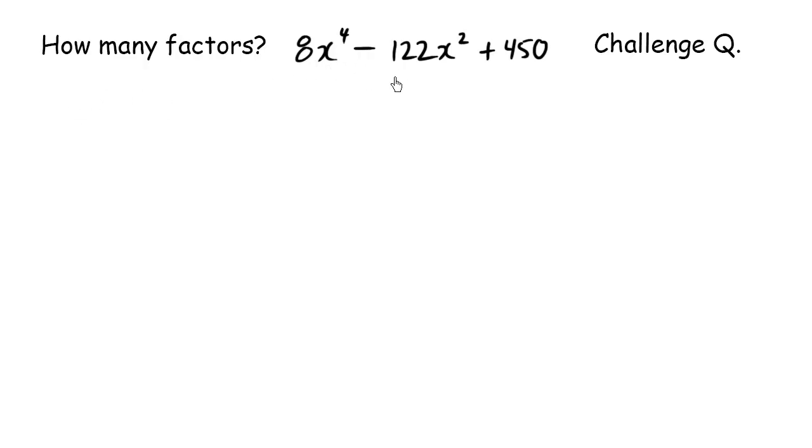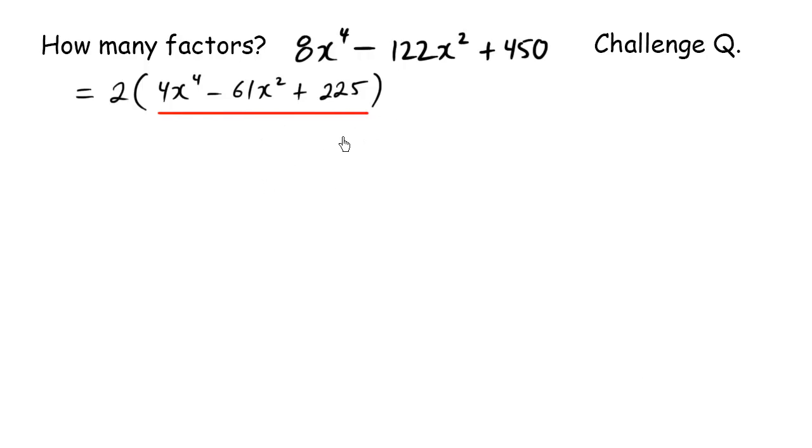When I look at the numbers 8, 122, and 450, the only thing I can pull out is a 2. So pull out the 2, we get 4x to the 4 minus 61x squared plus 225. Now let's focus on this part here only and try to factor it.